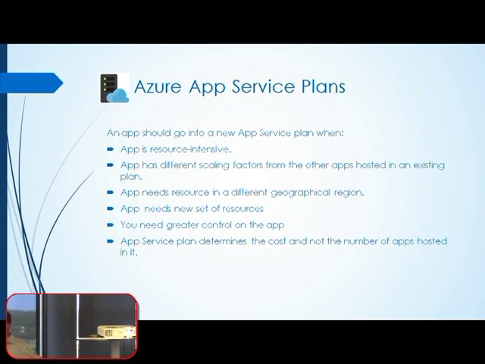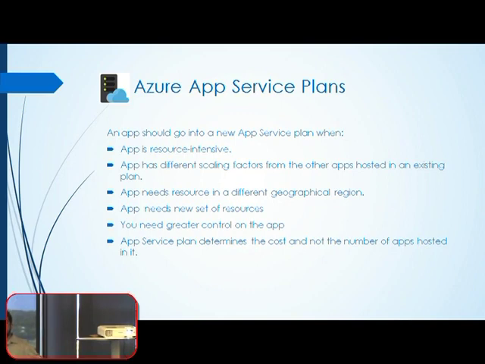It needs a new set of resources. When I say it needs a new set of resources, it's because an app service plan can host a multitude of apps, and each app within a service plan will share the same resources. So we might have a requirement where we want to isolate an app within an app service plan.